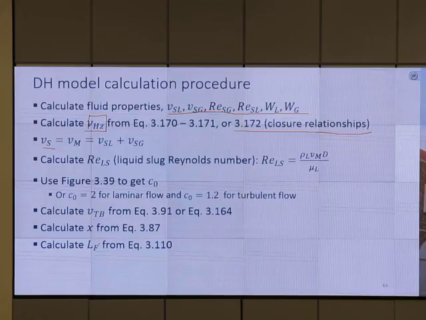Which page number had this calculation procedure? Tell me and then go home. 98. Okay. 98, 99. Read it, okay? So that is the calculation procedure. Is it correct when you tell me? 98, 99?